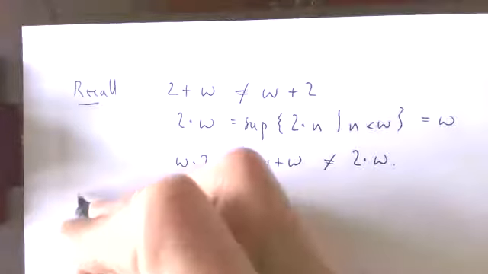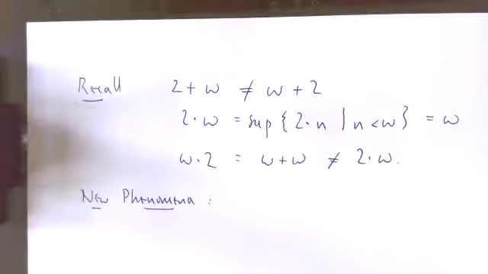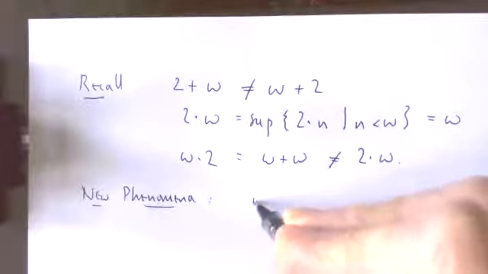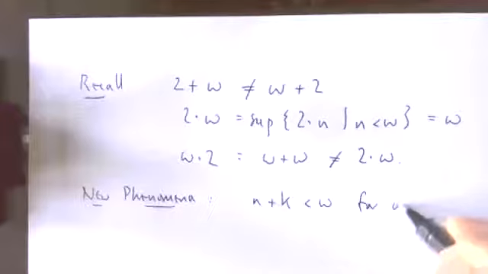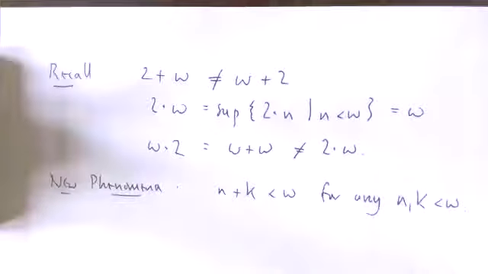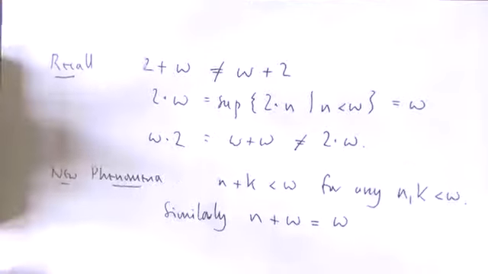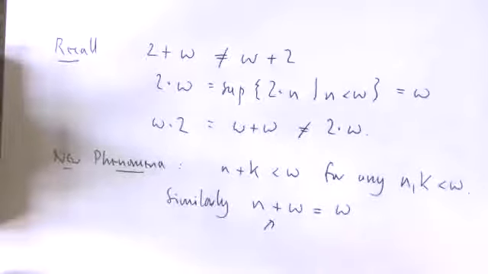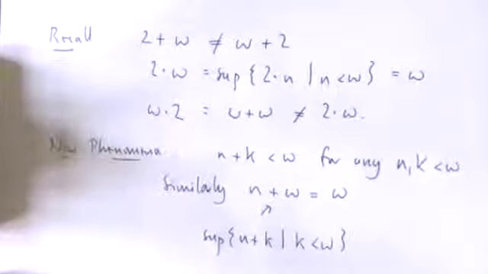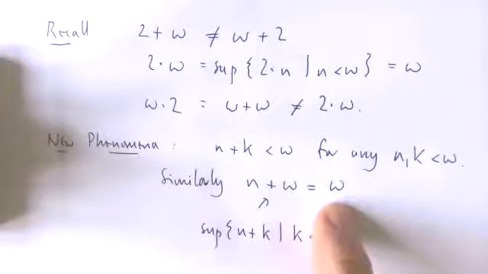We also have phenomena like, it's called additive indecomposability. n plus k is less than omega for any n or k less than omega. n plus omega is omega. After all, what is this? It's the supremum of the n plus k's for k less than omega, which is omega. So I can add one ordinal to another, and I just stay with the second one that's here.